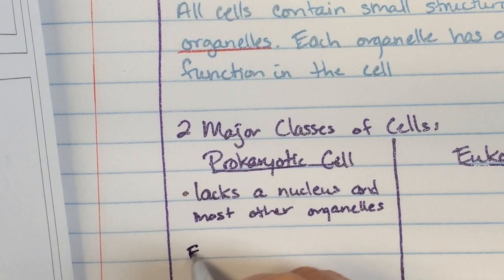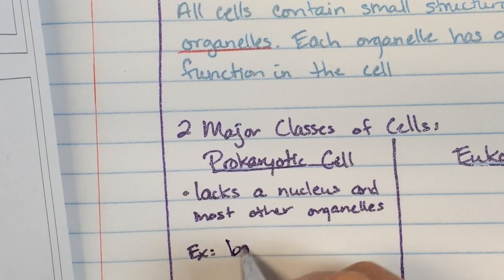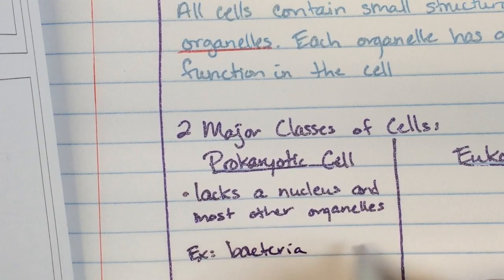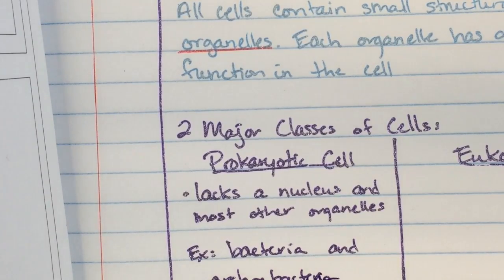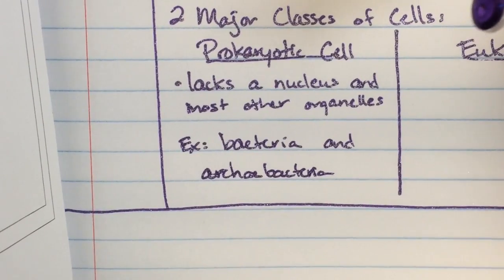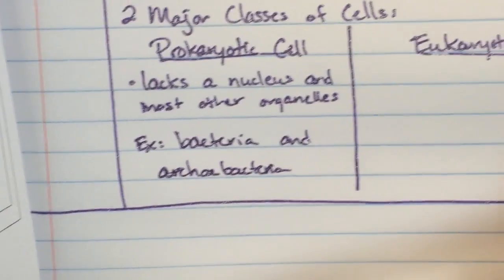And so examples of those are bacteria and archaebacteria. Real simple little guys. They help with a lot of processes on the earth, but they're super simple.